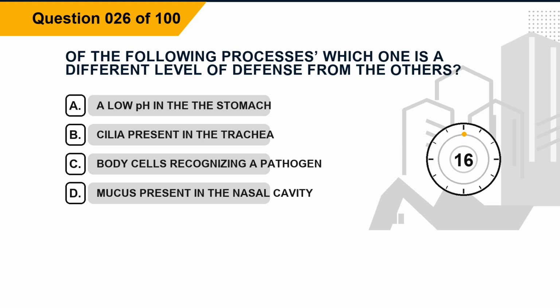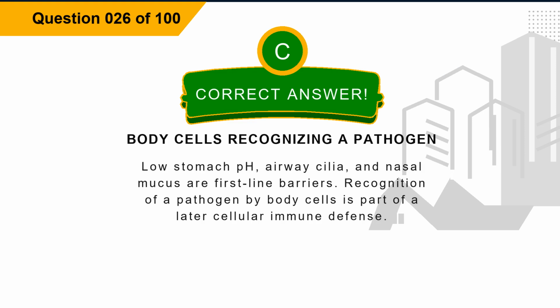posterior. Question 26. Of the following processes, which one is a different level of defense from the others? Option A, a low pH in the stomach. Option B, cilia present in the trachea. Option C, body cells recognizing a pathogen. Option D, mucus present in the nasal cavity. The correct answer is option C, body cells recognizing a pathogen.